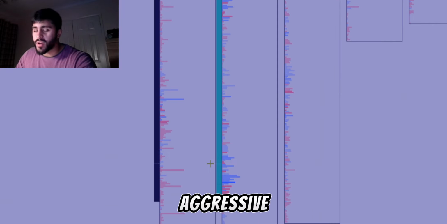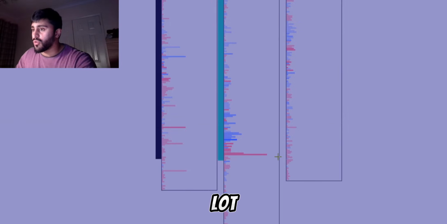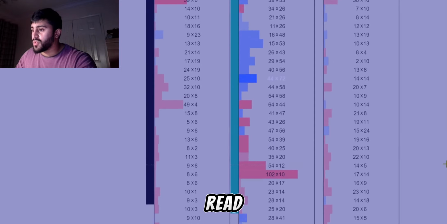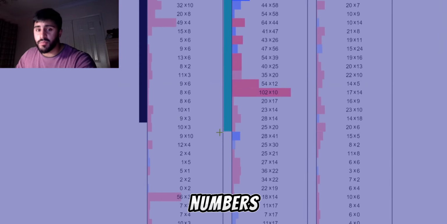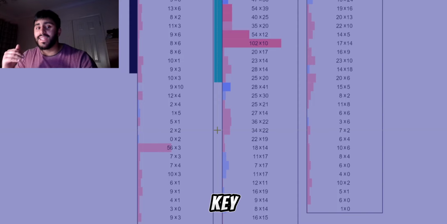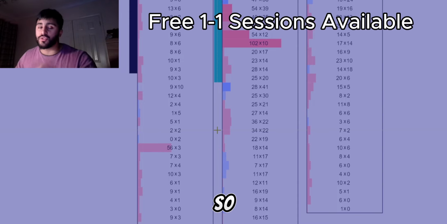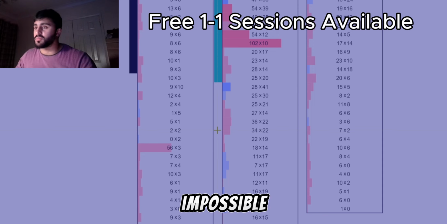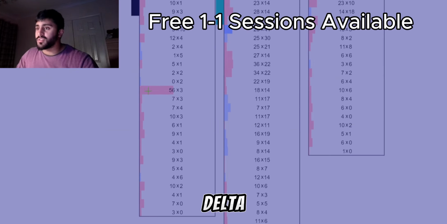We see a lot of aggressive selling within this region. In fact, when we go over here and look at the numbers, we read the order flow. Some numbers stick out to us. You don't need to read every single number. You need to read some of the key delta points at key levels. So you're not reading every single number. That would be impossible. But you're looking at some key delta that stick out to you.